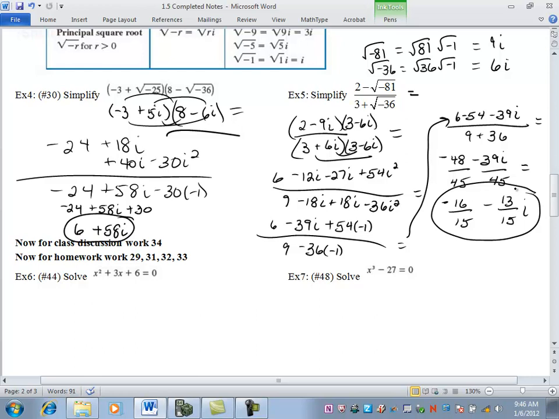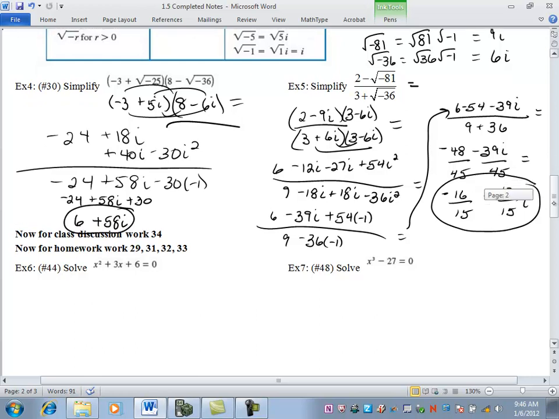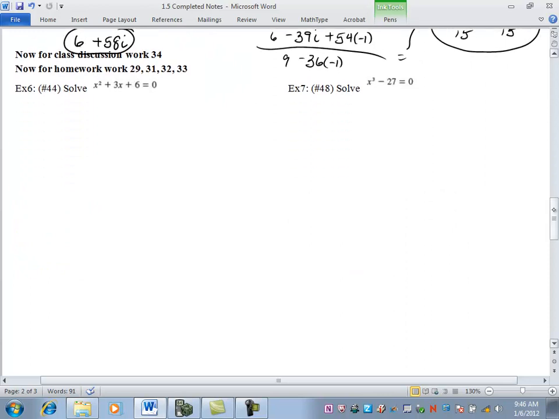Now, we are ready to solve some equations that involve imaginary roots. If we look here at example 6, which is problem 44 from the set, we will notice here that we have a quadratic equation. It will not factor, so we can go to the quadratic formula. x equals the opposite of 3, plus or minus the square root of 3 squared minus 4 times a times c, all over 2 times a.